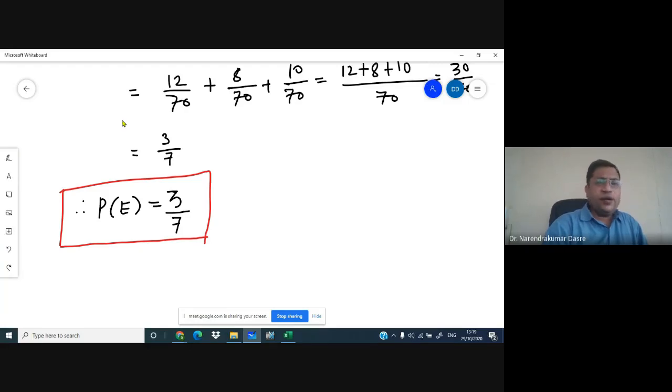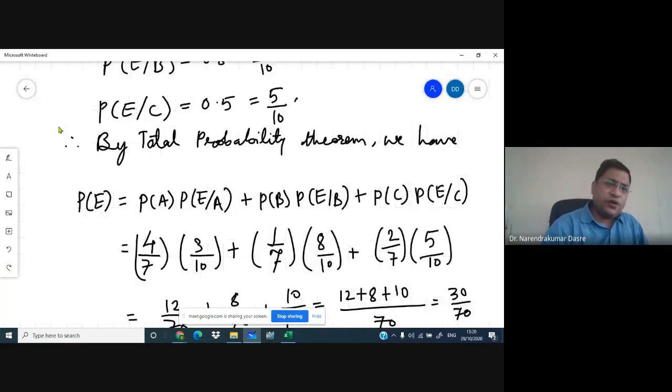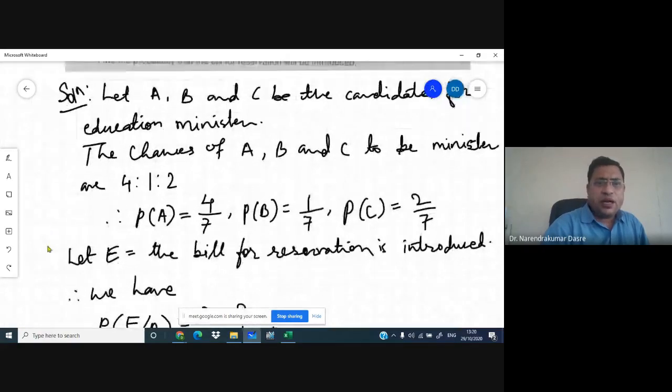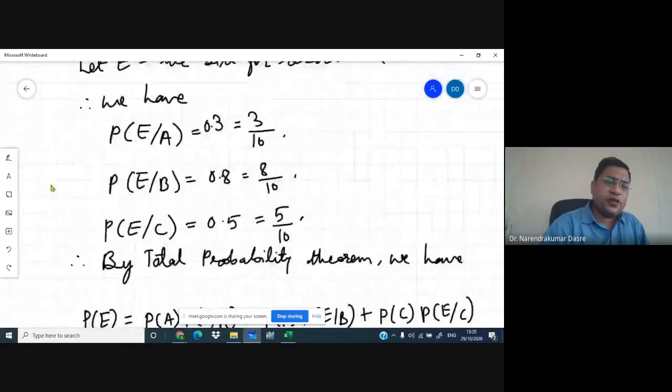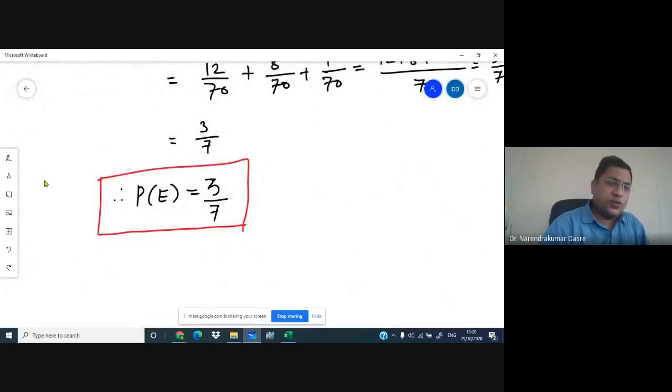So whoever may become the education minister, A or B or C, the bill will be introduced with the probability 3 by 7. So that's how we can know the chances that the bill will be introduced. Now tell me whether this probability of introducing the bill is greater than 1 or less than 1. Yes, it is less than 1, and otherwise it has to be less than 1. So we always have to be careful that when we talk about probability, it should be less than 1. That's good.